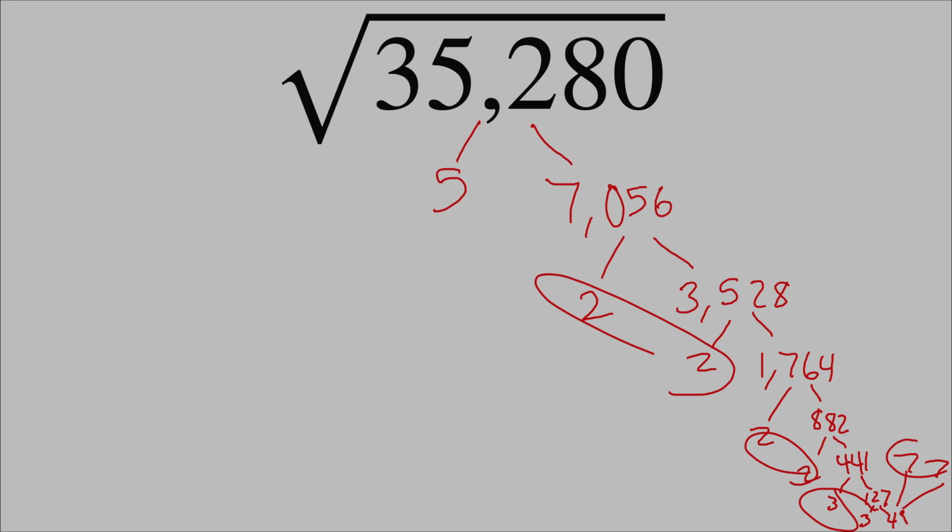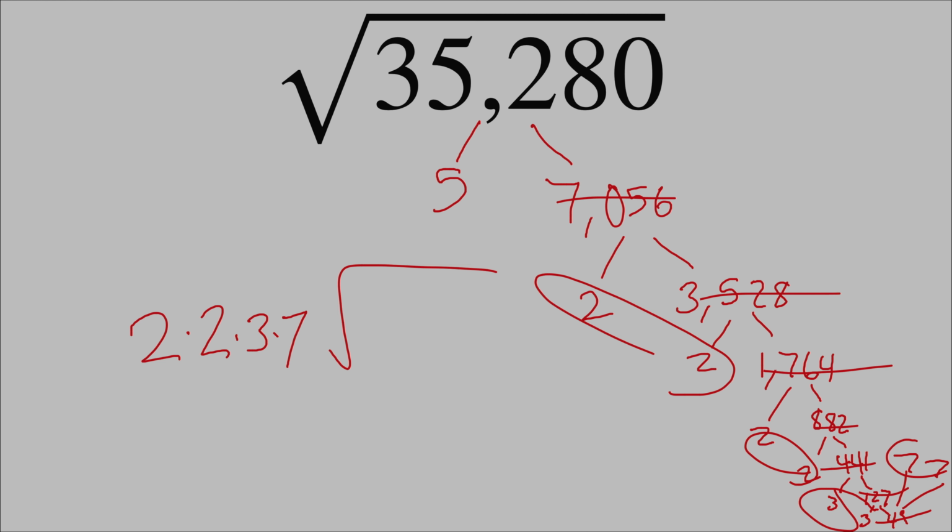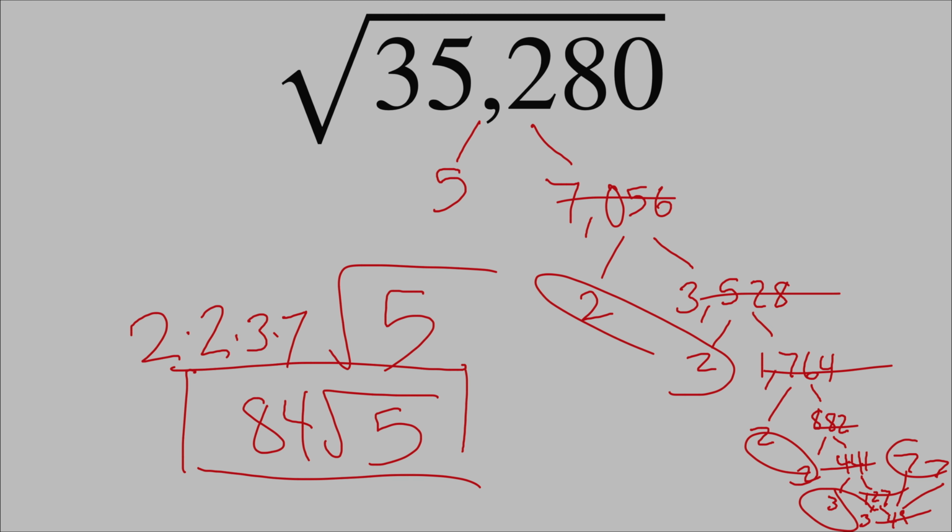Any pair that we have, we get to pull out. So this becomes 2 times 2 times 3 times 7. And inside the square root, we have whatever is left over. All of these were canceled out by getting closer, but we still have a 5. So 2 times 2 is 4. And then let's see, 4 times 3 is 12. And 12 times 7 gets us 84 square roots of 5. And that is how we simplify radicals.